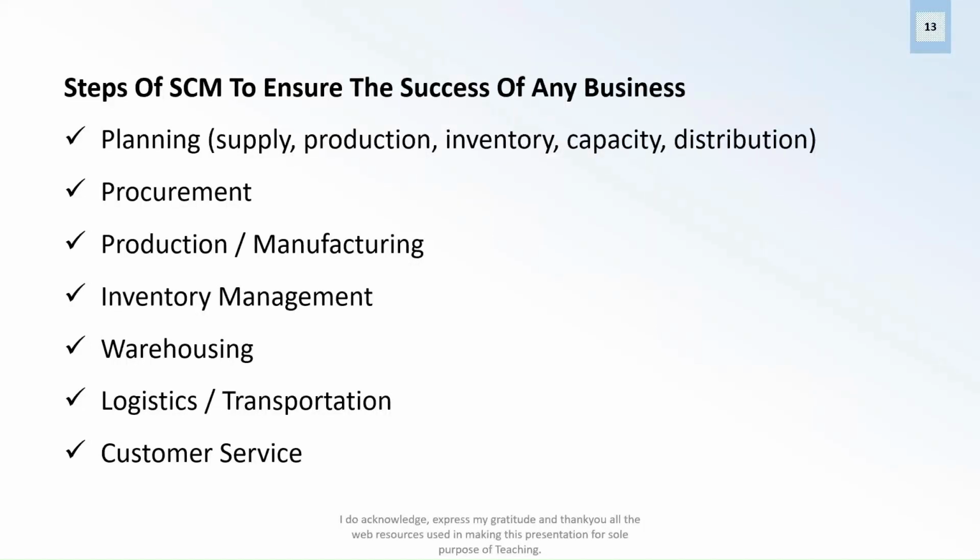Now, what are the steps in supply chain management, for example? The most important step of supply chain management, you can say, is planning. Remember, we just discussed in previous slides, the key elements, correct? But this planning is not just an overall plan. It could be a supply plan, production plan, inventory plan, capacity plan, distribution plan, complete planning. Procurement is the next step.